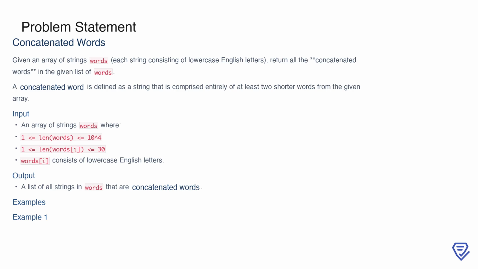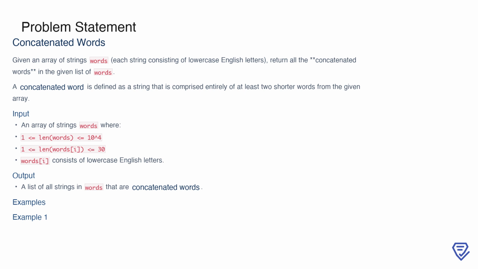In this problem, we are tasked with finding all the concatenated words in a given list of strings, words. A concatenated word is defined as a string that can be fully constructed by combining at least two shorter words from the same list. For example, if the word catdog is in the list and it can be formed by combining cat and dog, then it qualifies as a concatenated word.